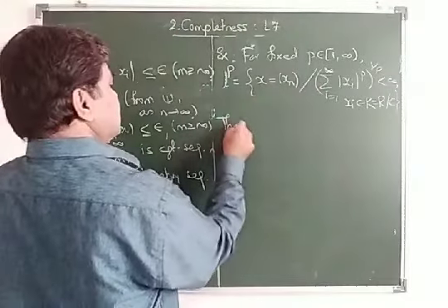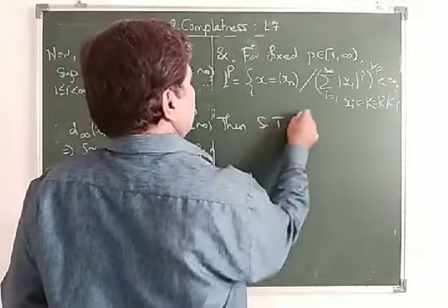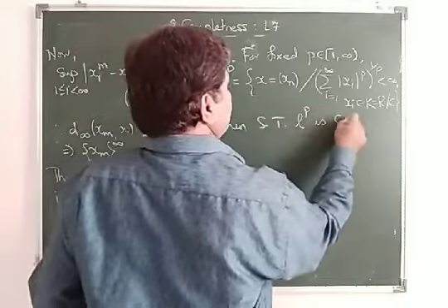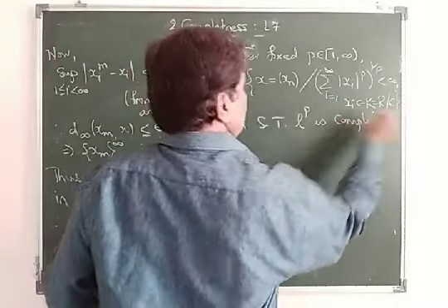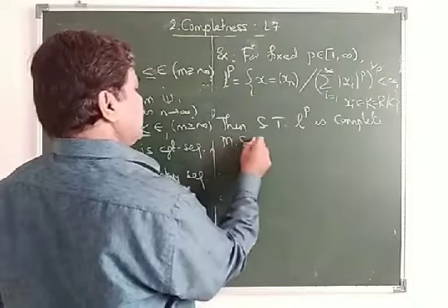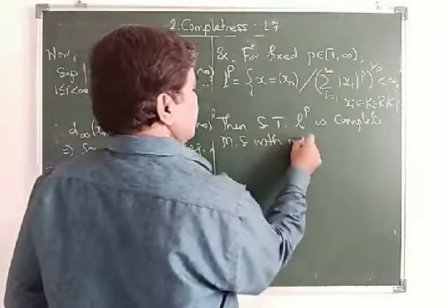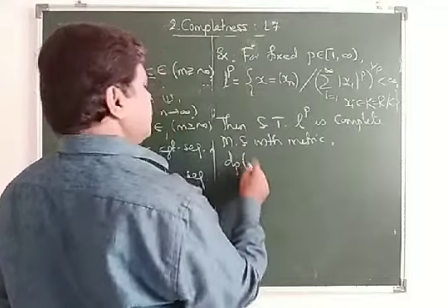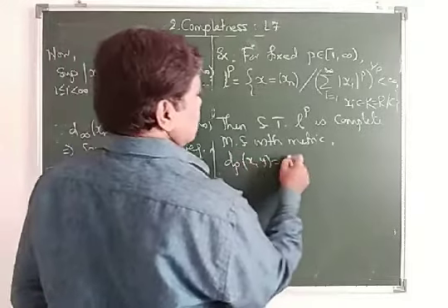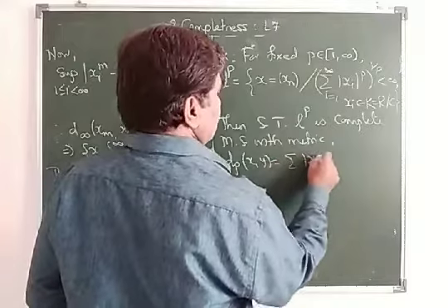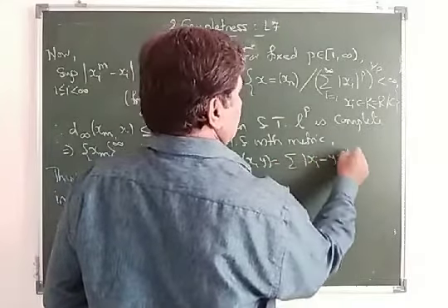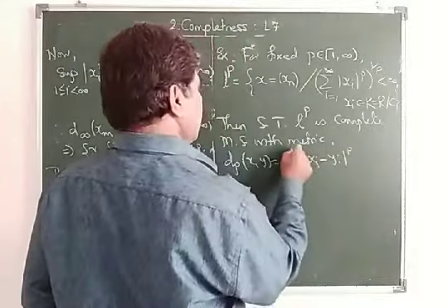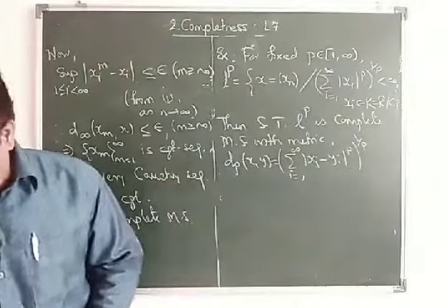Then show that LP is a complete metric space with metric dp of x, y equal to the summation of mod of xi minus yi raised to p, i equal to 1 to infinity, whole thing raised to 1 by p. This is our LP space.